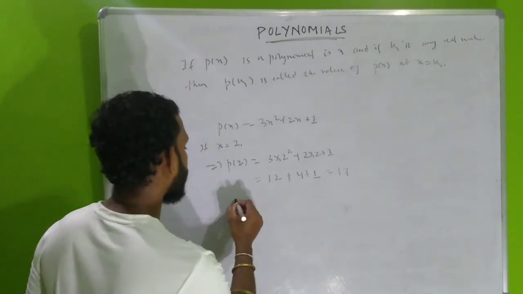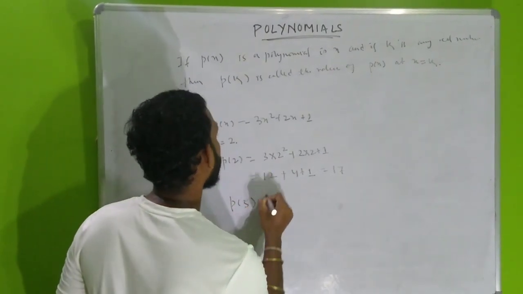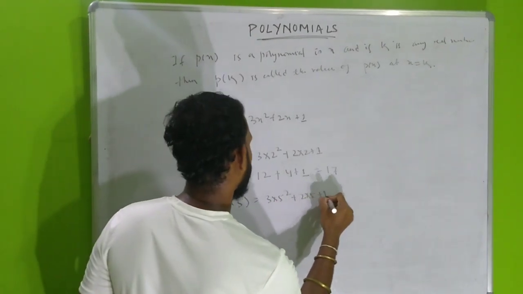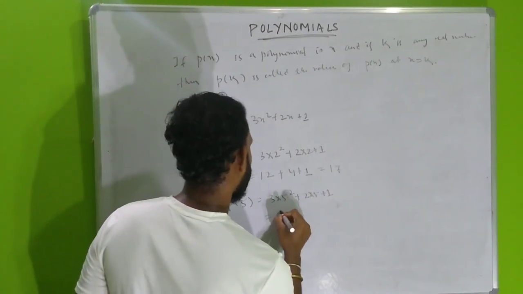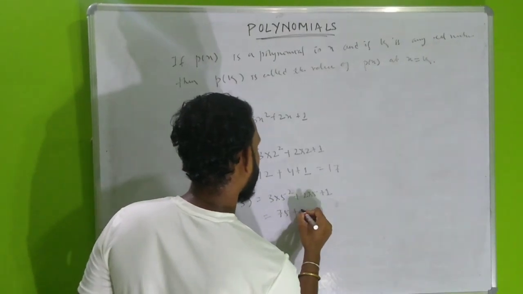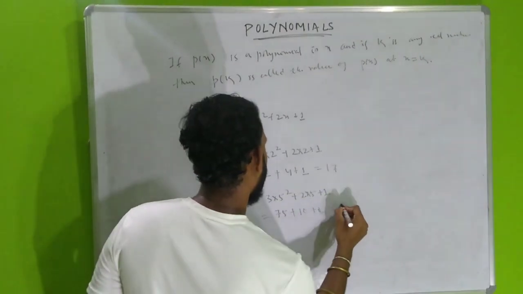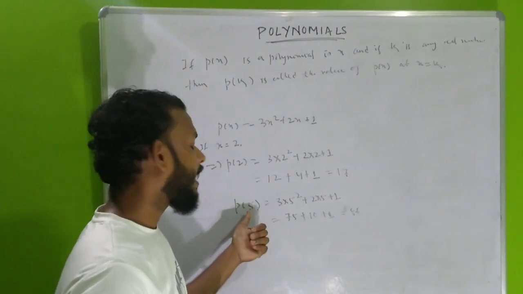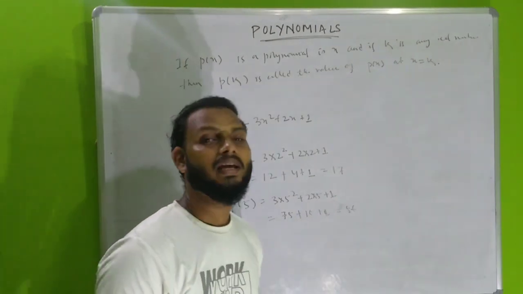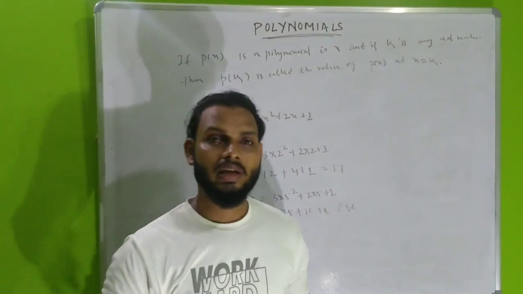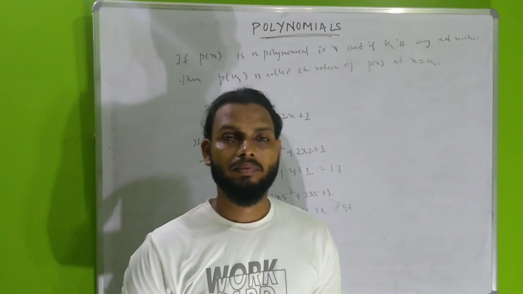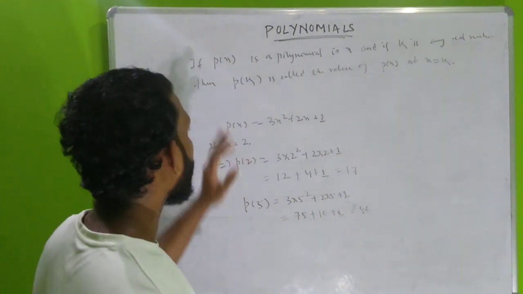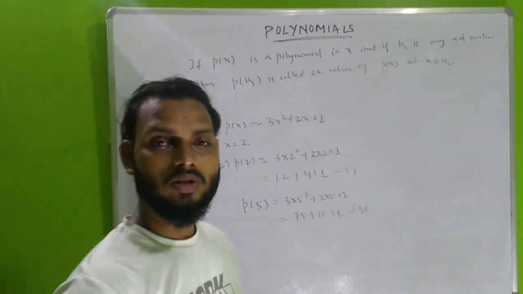Similarly, p(5) here will be 3 into 5 square plus 2 into 5 plus 1. This is equal to 75 plus 10 plus 1, so it is 86. So the value of this polynomial p(x) at x is equal to 5 is 86. Likewise, we can find the value of the polynomial p(x) for any value k. So this is the value of a polynomial at some point.